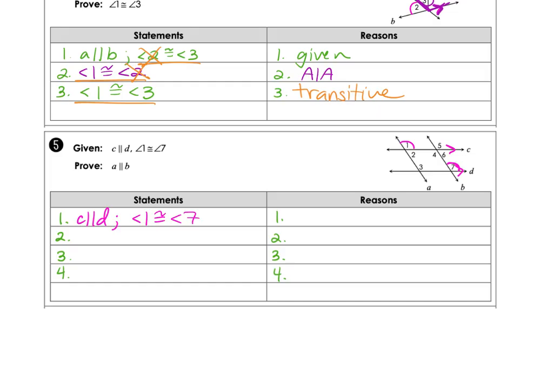What are you trying to prove right now? That A is parallel to B. So what should that mean for your last step? It's a converse. If you are proving lines parallel, you're going to use the converse of some theorem. We got to figure out which one. Okay, so don't forget to put what converse at the back end of that.